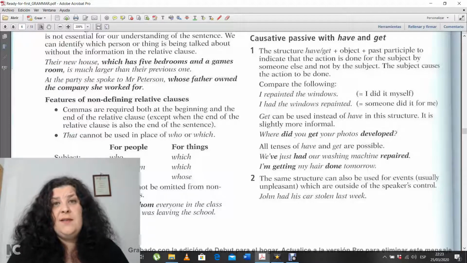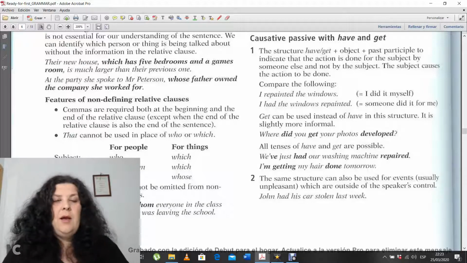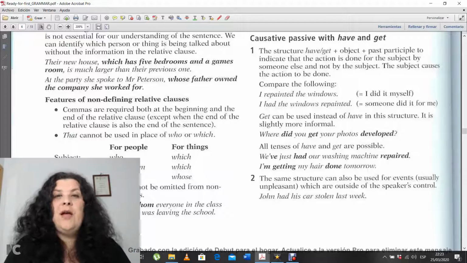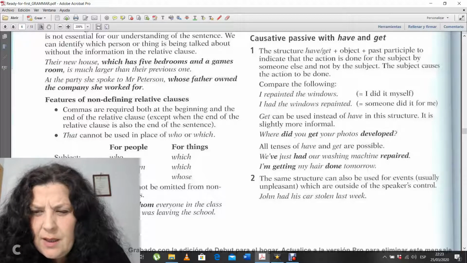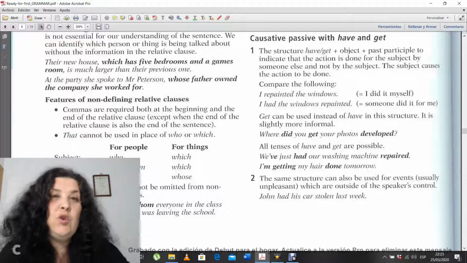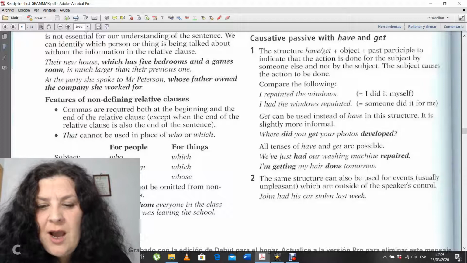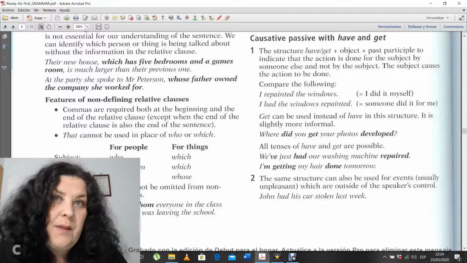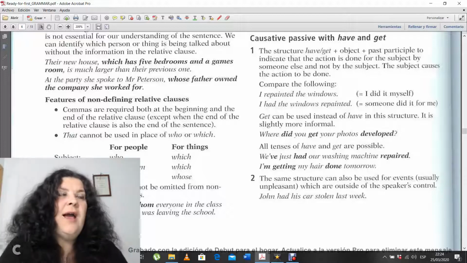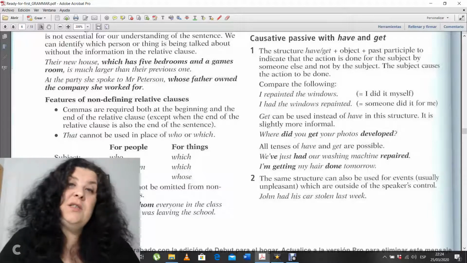can be done in all the tenses, and something done remains exactly the same. So remember, I will have, I am going to have, I am having, I have had, I could have something done. And also this structure is used for events usually unpleasant, which are outside of the speaker's control. John had his car stolen last week. Yeah, because we don't know who did it, obviously. So I have my wallet stolen, and this structure is also used for that.